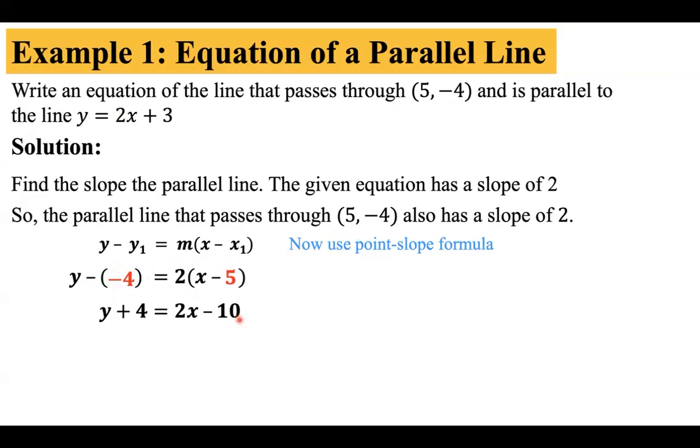Now, to find the equation, I need to isolate the variable y. So we're going to subtract 4 on both sides. You get y equals 2x minus 14. And this is what we call the slope-intercept form. So this equation and this given equation here are both parallel lines. If I were to graph them, they will never intersect, right? And they both have a different y-intercept.